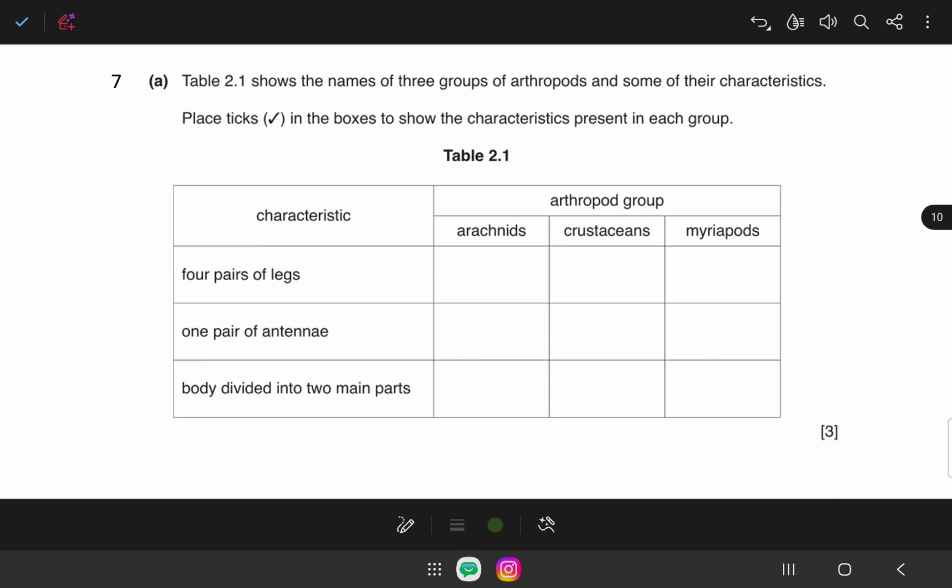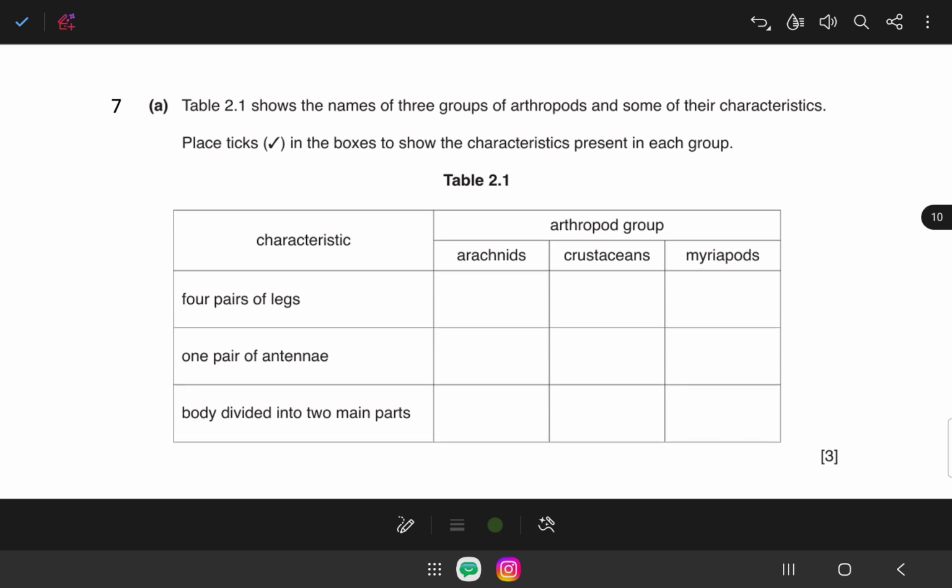I'm done. Table 2.1 shows the names of 3 groups of arthropods and some of their characteristics. Place ticks. Okay. Arachnids have 4 pairs of legs, but the others don't. 1 pair of antennae, that's myriapods, and 2 body parts is arachnids.